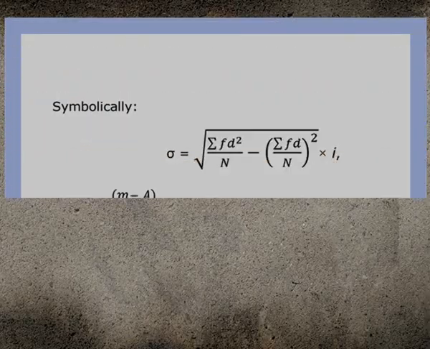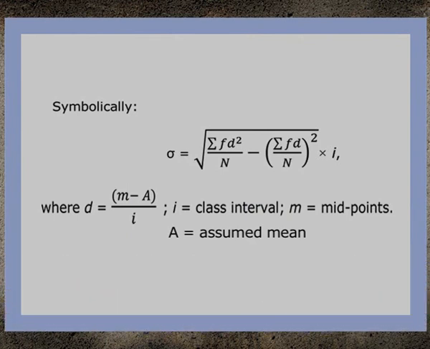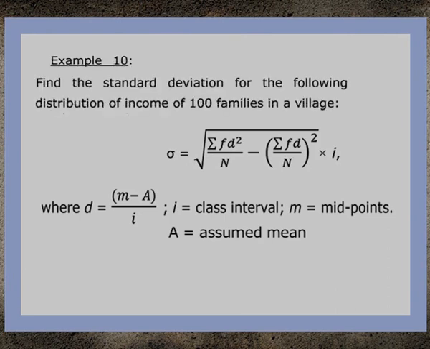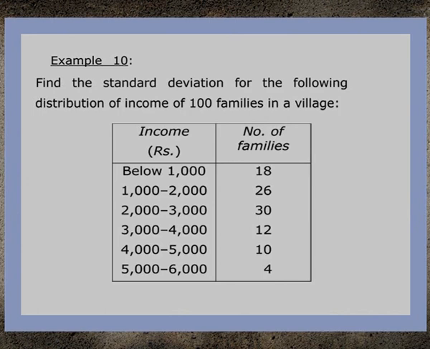In continuous series, any of the methods discussed above for the discrete distribution can again be used. However, the step deviation method is mostly used. Symbolically, the formula can be represented as sigma equals the square root of sigma fd square divided by capital N minus sigma fd divided by capital N, the whole square, times i, where d is small m minus a divided by i. Small m is the midpoint, i is the class interval, and a is the assumed mean. Now let's see an example for this.